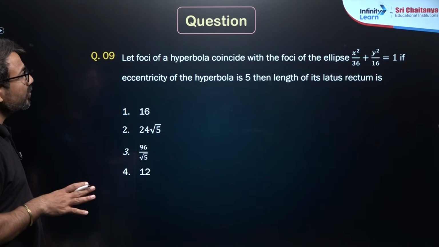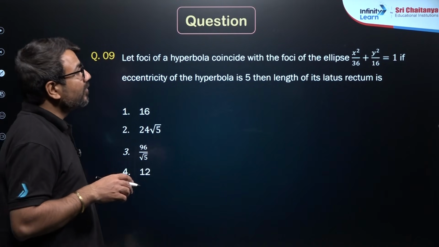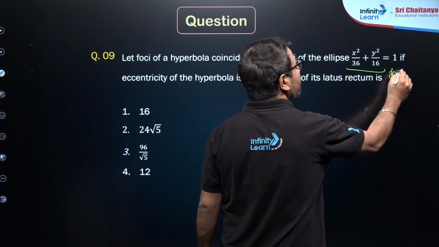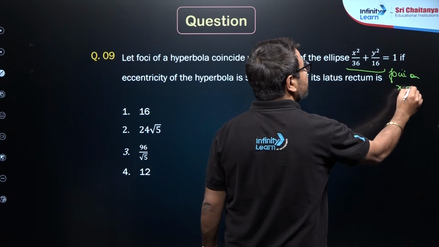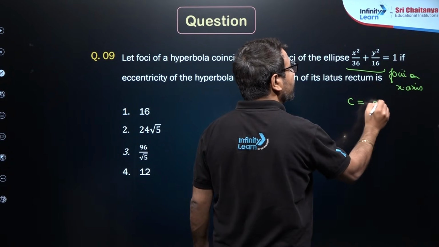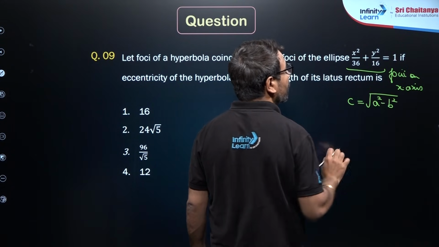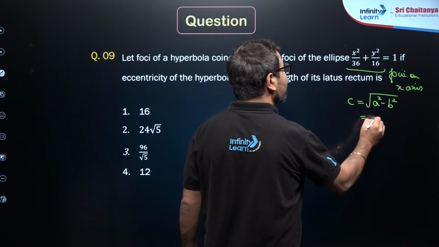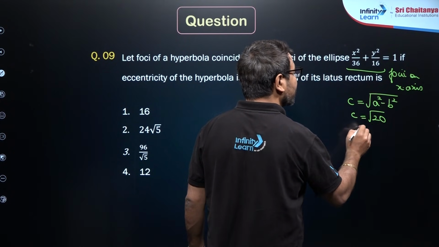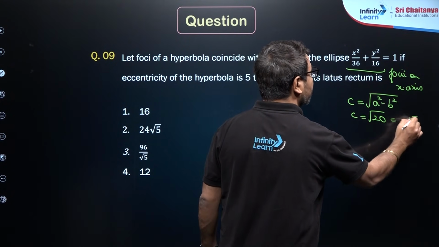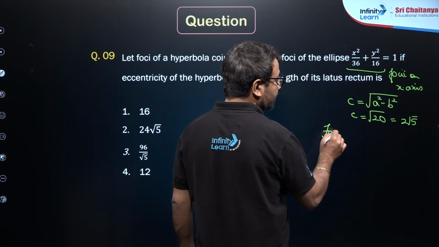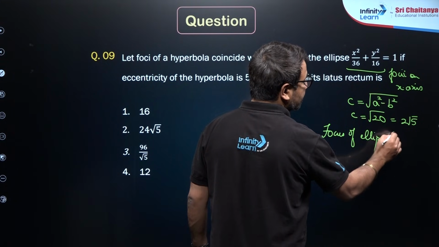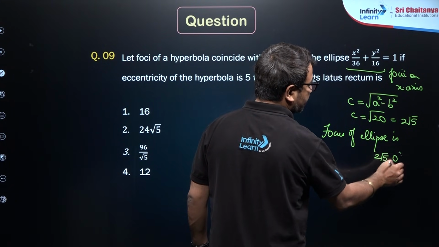Next is: focus of the hyperbola coincides with the focus of the ellipse. So the ellipse is a horizontal ellipse. Its focus will be on the x-axis. So the focus has coordinates (square root of a square minus b square, 0). Here 36 minus 16 if you do, you will have 20. Square root of 20 can also be written as 2 root 5. So the focus of the ellipse is (2 root 5, 0).